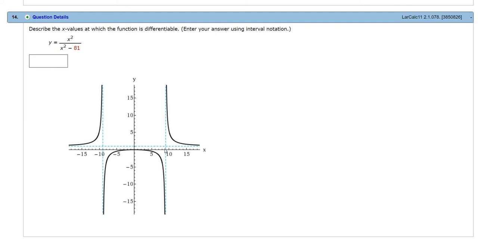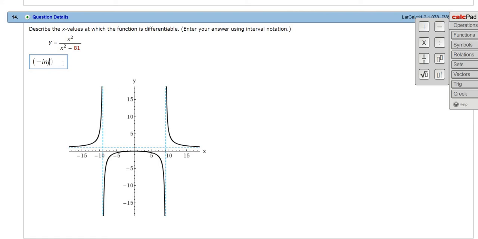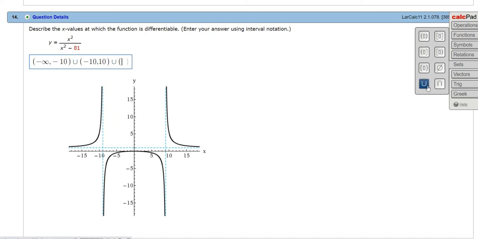So negative 10 and 10 are the only places it's not differentiable or continuous. So the answer will be everywhere except those numbers. So negative infinity to negative 10. And then we have the union symbol. So negative 10 to 10. And the union symbol, so 10 to infinity. So everywhere except where you have the vertical asymptotes would be the correct answer. That's it.